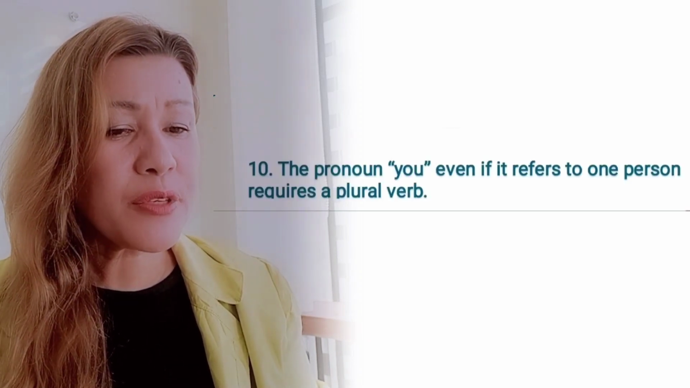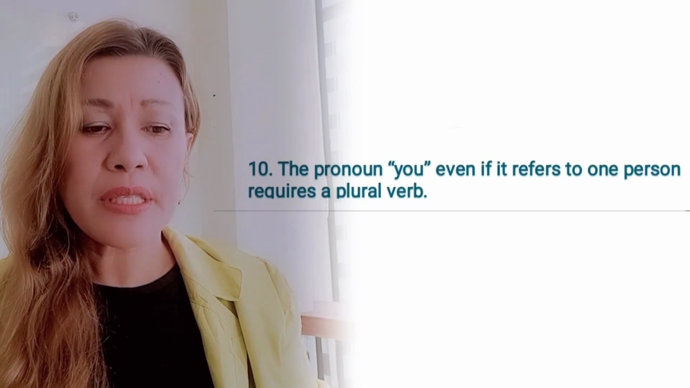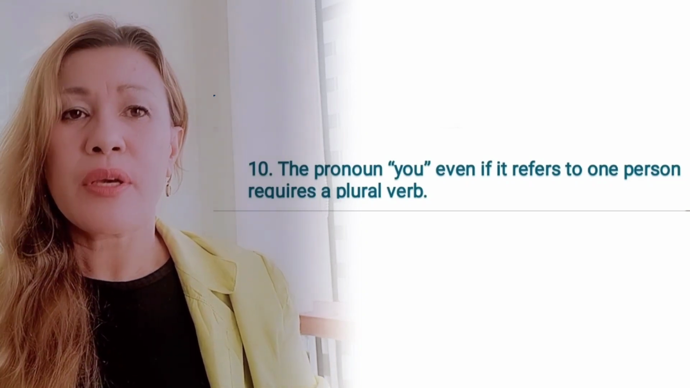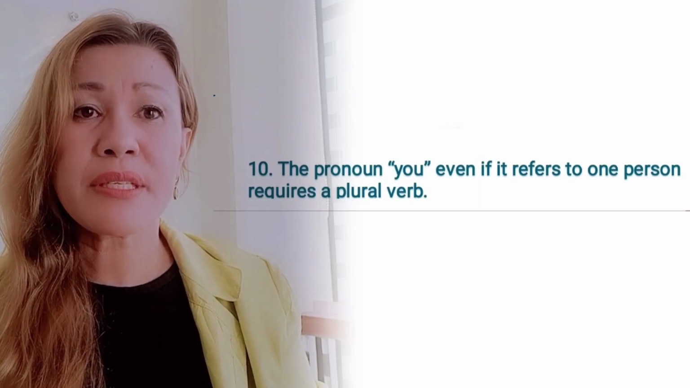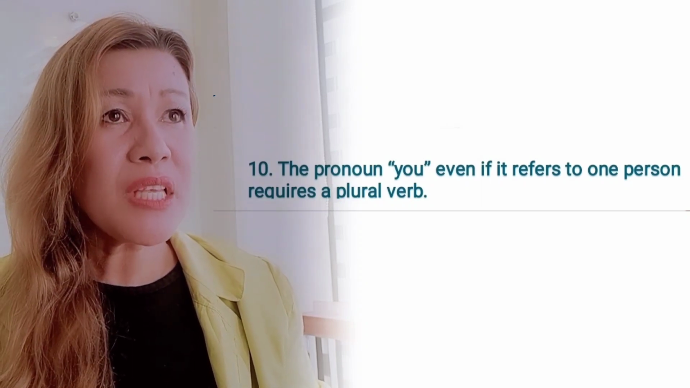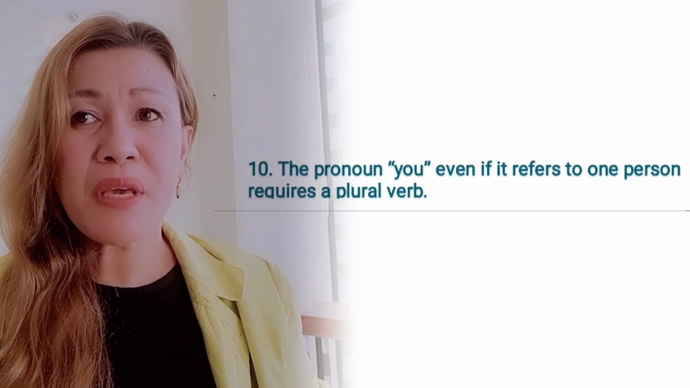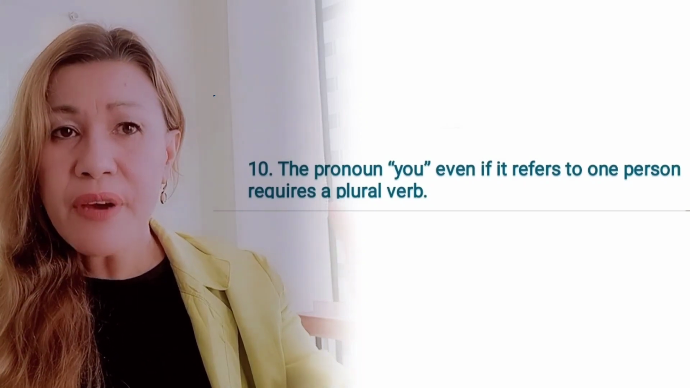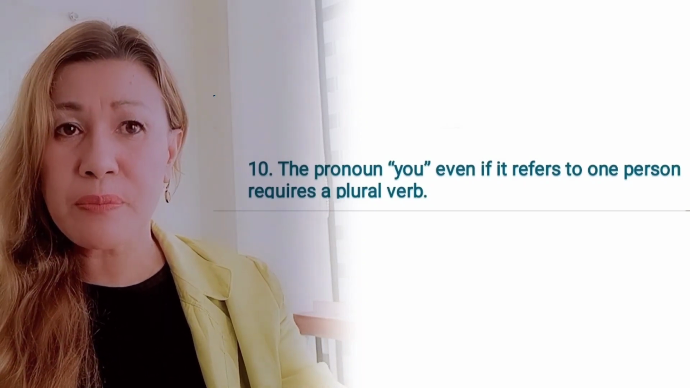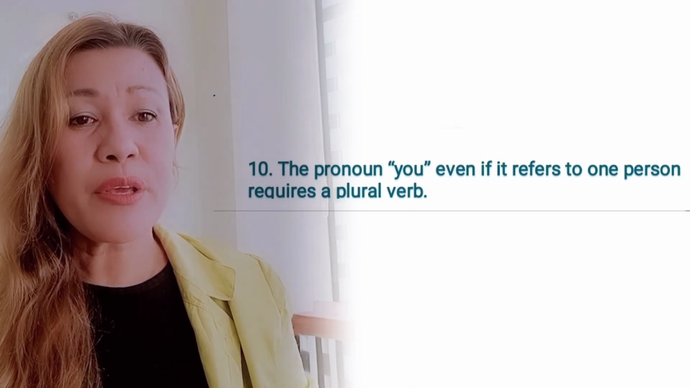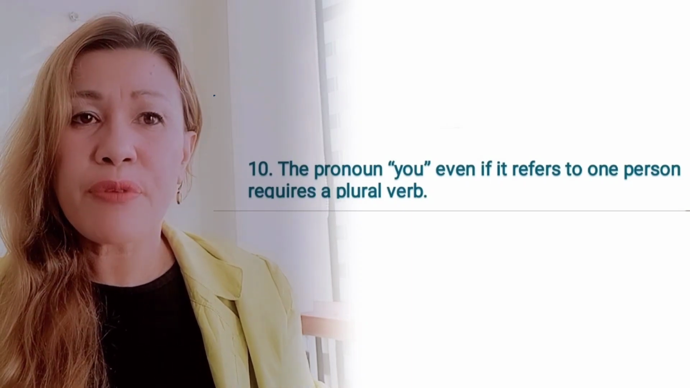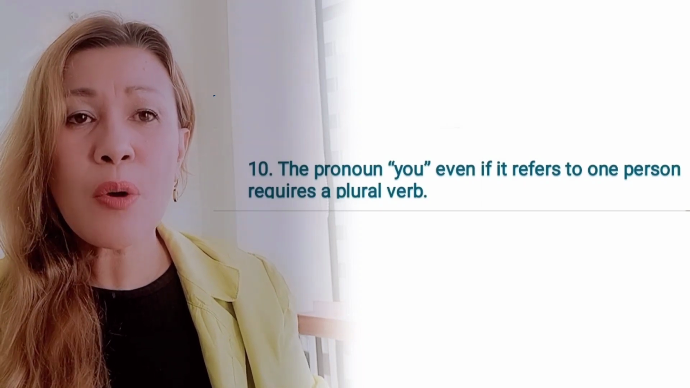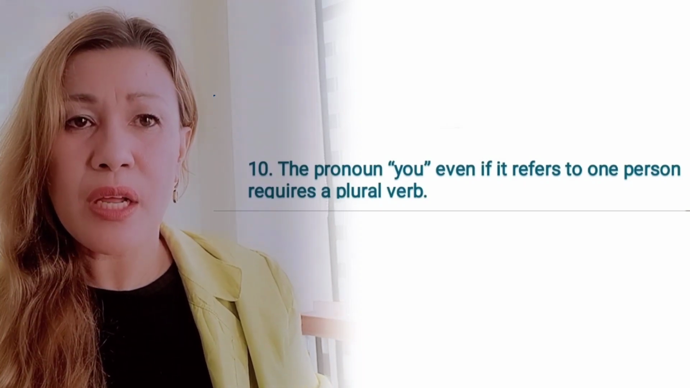Okay? Rule number 10. The pronoun you, even if it refers to one person, requires a plural verb. Now, take note. This pronoun you can be singular or plural. If it means one person, then singular. If it means many, then plural. Now, even if you are referring only to one person, meaning singular, since you are using the pronoun you, the verb needed for the pronoun you must be plural.